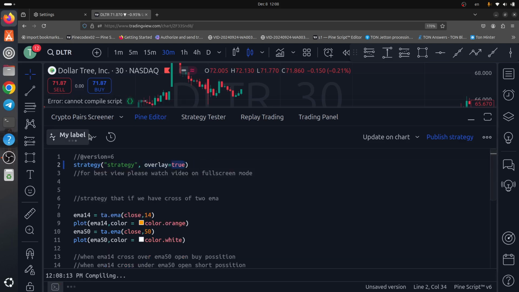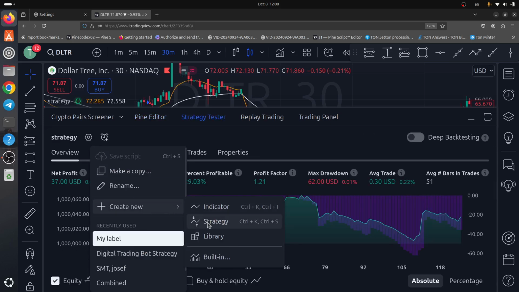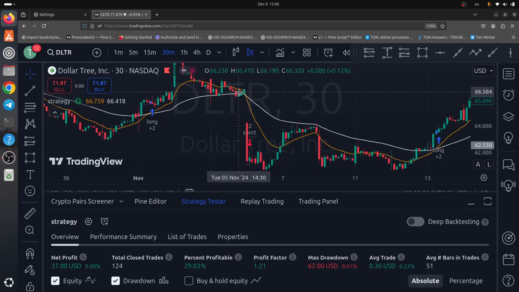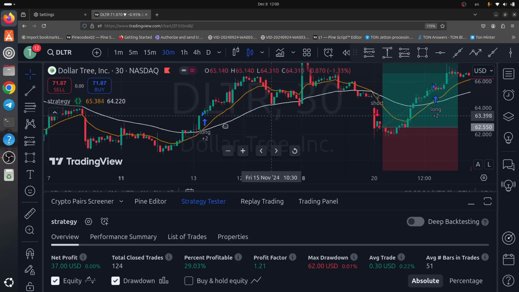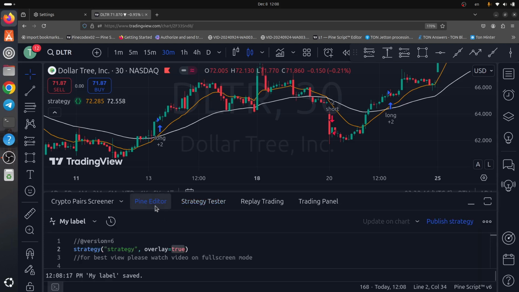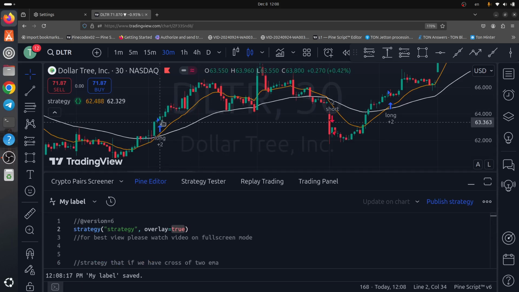If we want a new file, we can create a strategy from here. This is our strategy. As you see, when we have a cross, here we have a short position, here we have a long position, here we have a long position. It closes our position when the next opposite direction comes, closing my current position. So here it closed our buy position, and here it closed our previous sell position.